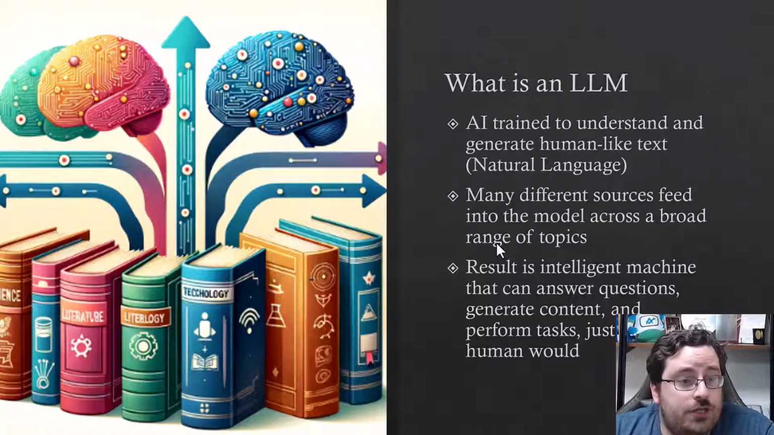Many different sources feed into these models across a broad range of topics. It might be newspaper articles, it might be key literature, it might be scientific papers, all from trusted sources. And the result is an intelligent machine that can answer questions, generate content, and perform tasks just like a human would.